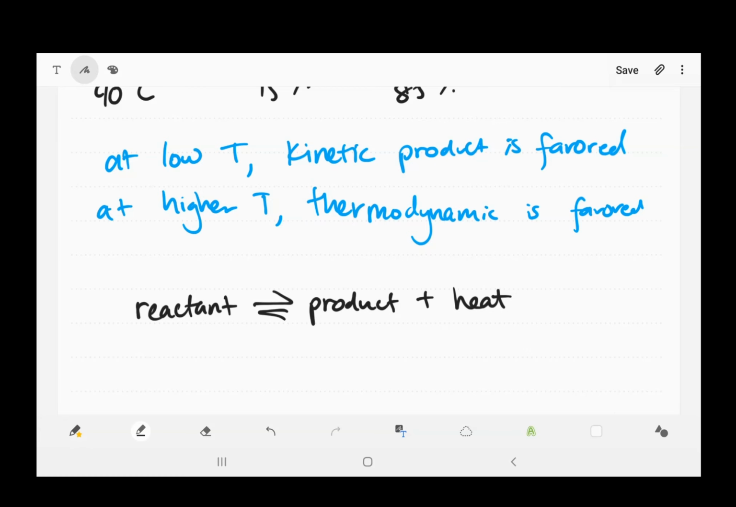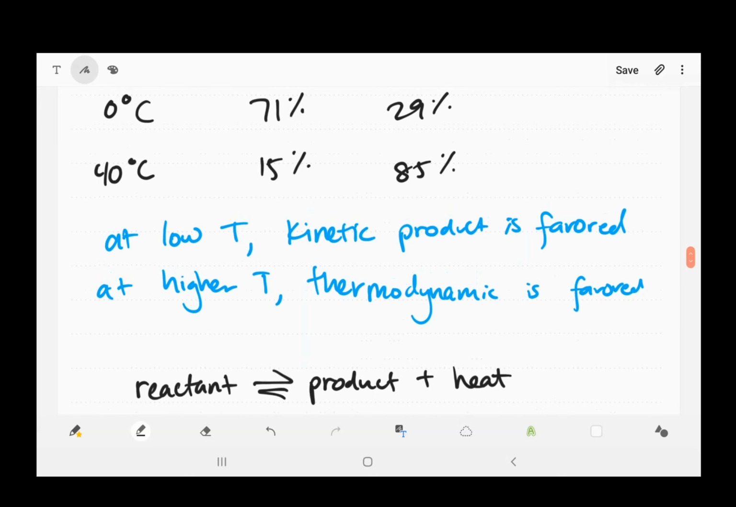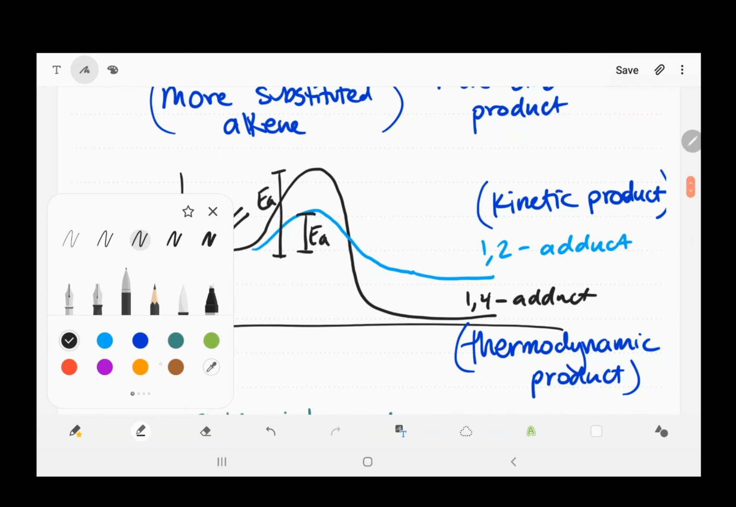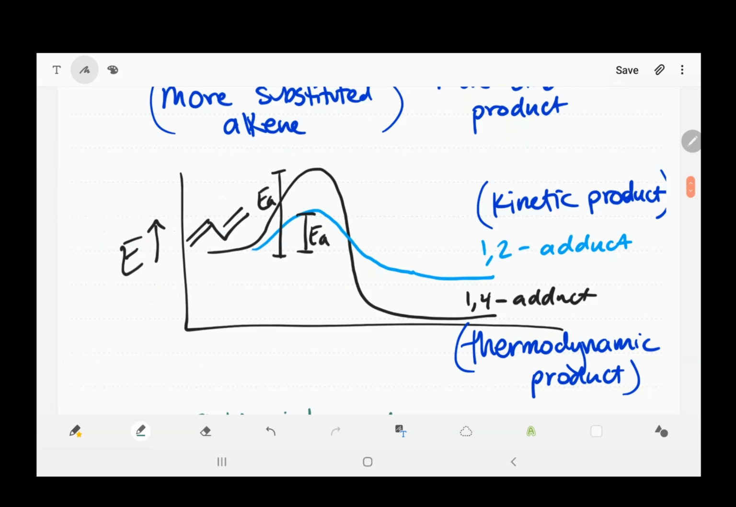So if you end up making more of your reactant, you're essentially saying, okay, if I go backwards, which one of these is easier to go backwards? Well, that's this one here, right? This product has a lower hill to get over to go backwards in a reaction. The 1,4 has a greater one. Not only is it lower energy to end with, but it also has a higher activation energy. So it's much less likely that our 1,4 product is going to be reverting back to its starting material.